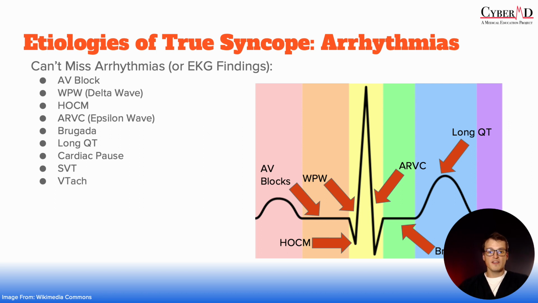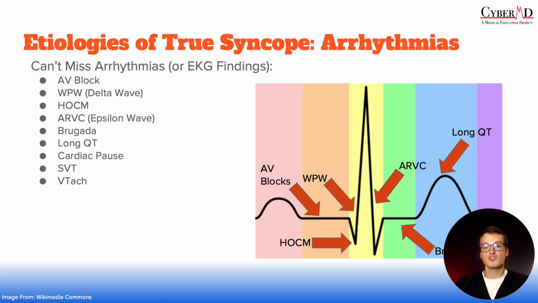Now, another etiology of syncope is going to be arrhythmias. Various arrhythmias can precipitate syncope, and today we'll review the can't-miss arrhythmias or EKG findings that are pivotal in clinical practice. Arrhythmias cause syncope because they can cause inefficiency in blood flow from the heart. Therefore, you're always going to get an EKG on a patient who had a syncopal episode. Let's talk about some of those common EKG findings associated with syncope.